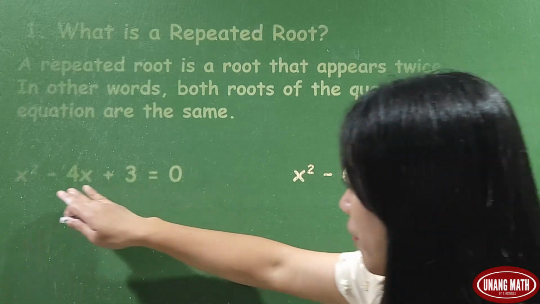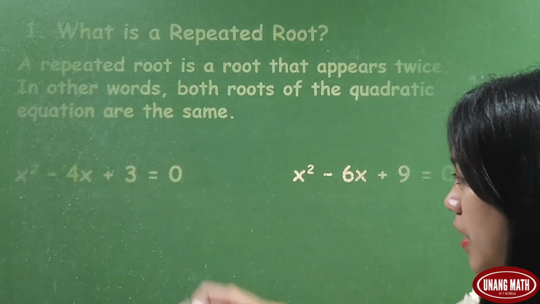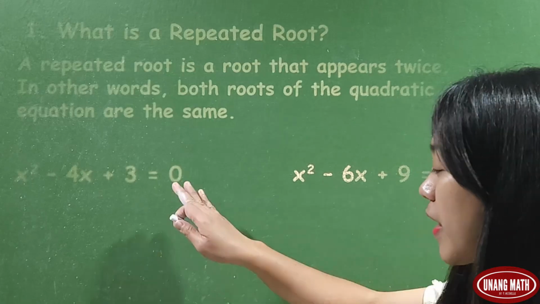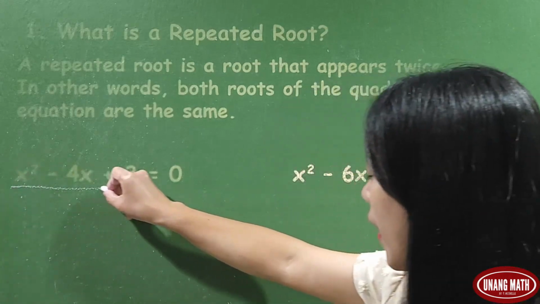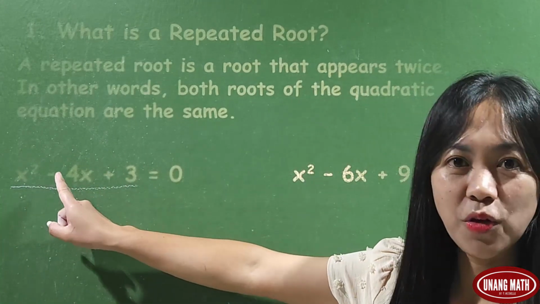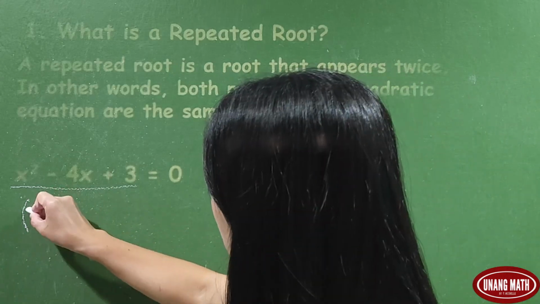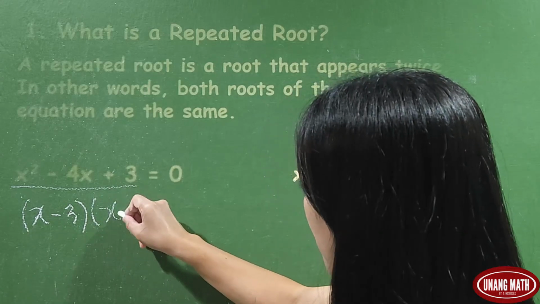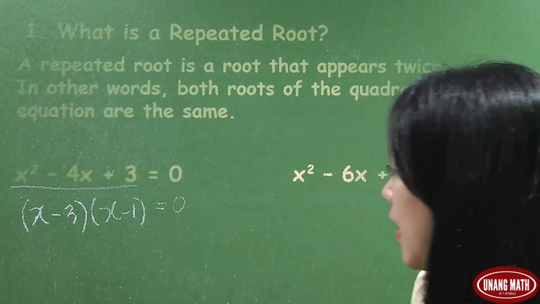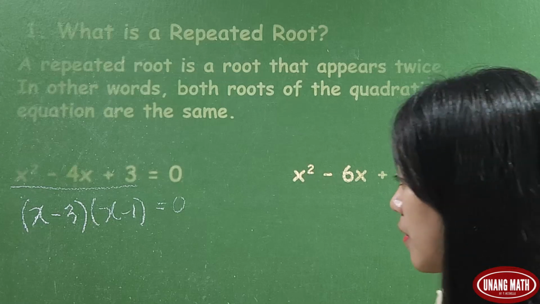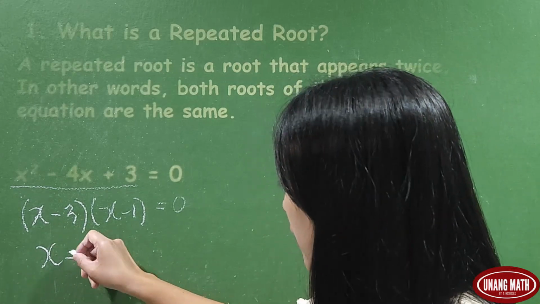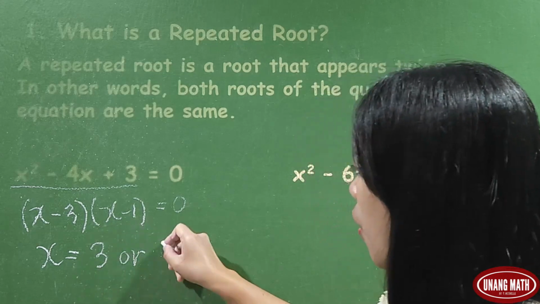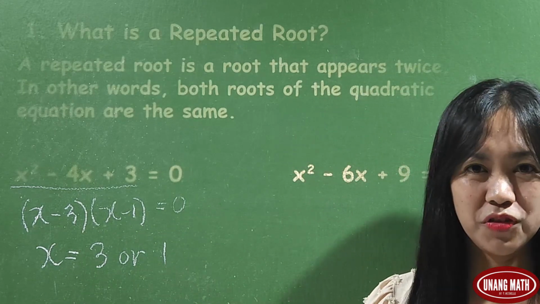Okay, example. We have here x squared minus 4x plus 3 is equal to 0. If we are going to solve this, first we have to find the factors of this trinomial. If we factor this out, it would be x minus 3 times x minus 1, and this is equal to 0. So the solutions here are x is 3 or 1. So we have two solutions.